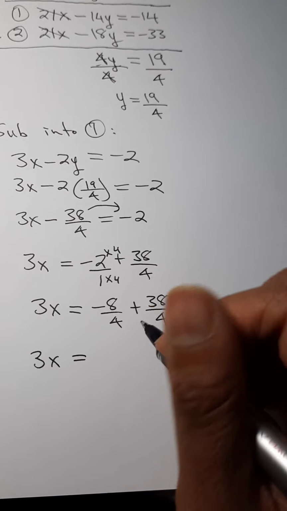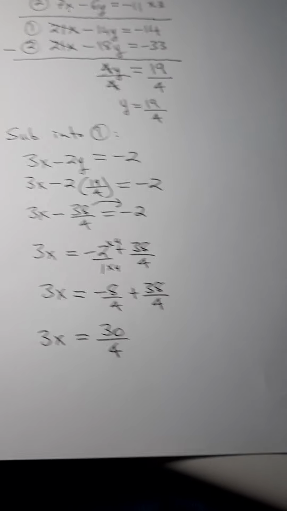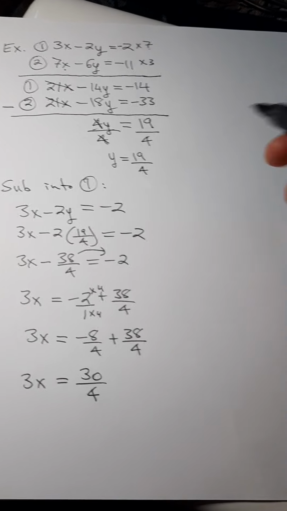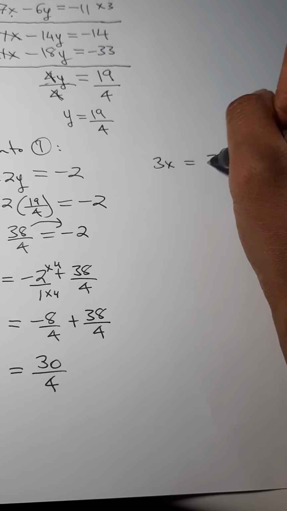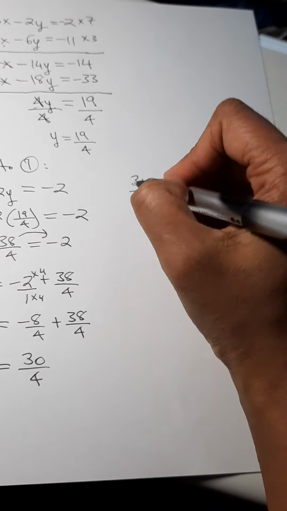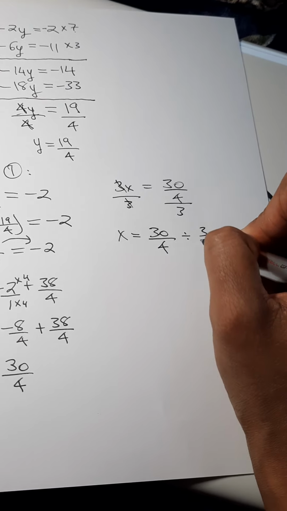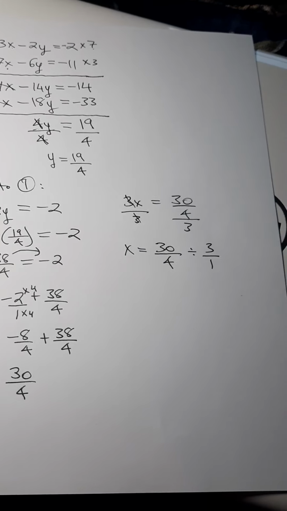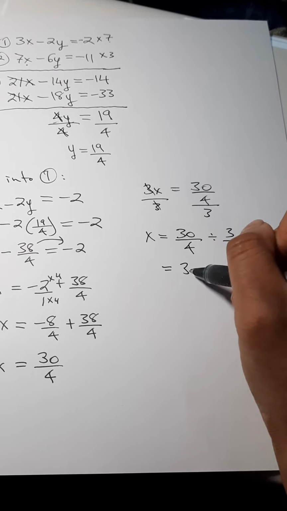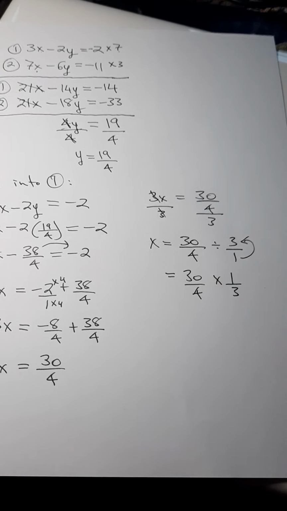So I have 3x equals 30 over 4. Okay, and maybe we'll just write it on this side right here, okay? So when you have 3x equals 30 over 4, basically what we're doing is dividing by 3 on both sides. So let's rewrite this. So x equals 30 over 4 divided by 3, or 3 over 1, okay? So remember when you're dividing fractions, you have to change it to the reciprocal. So this is 30 over 4 times, and you're going to flip this over, and it's going to become 1 over 3.